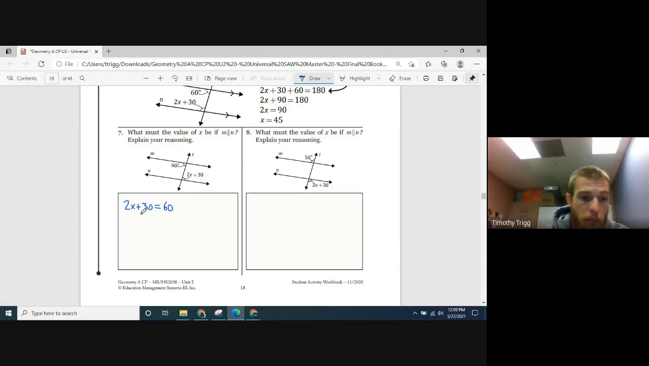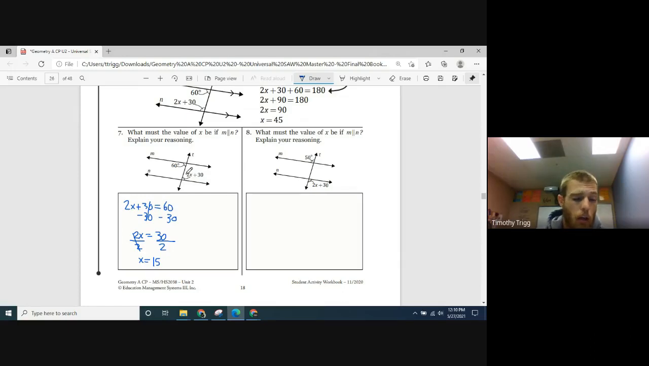My first step, I think, would be to subtract 30 from both sides of the equation. This cancels the 30 over here, leaving me with just 2x on the left. On the right, 60 minus 30 gives me 30. Now to get rid of this 2 and get x by itself, we go ahead and divide by 2. That'll give me, with these 2s canceled, x equals 30 divided by 2, 15. Cool.